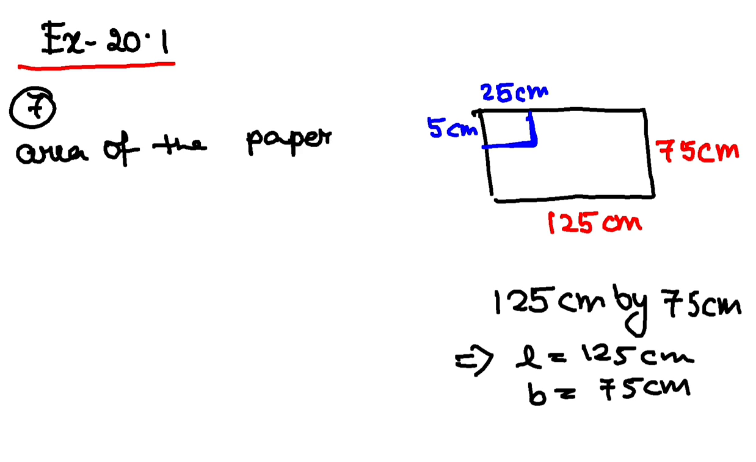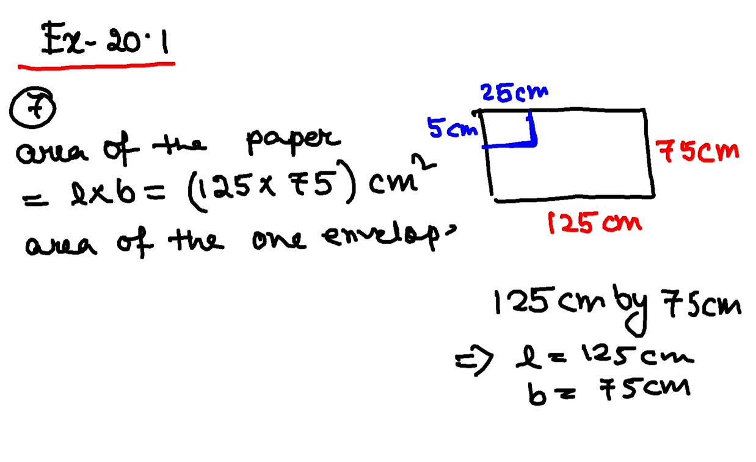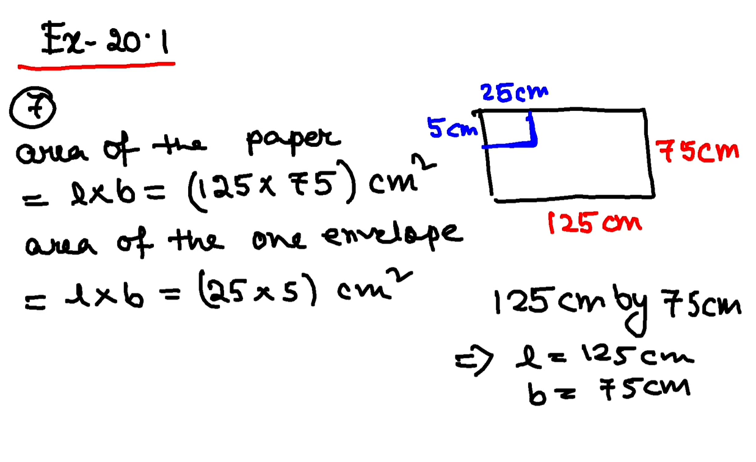So the area of the paper is rectangle, length into breadth. That means 125 into 75. Now here I shall not multiply, rather I'll keep it like this only. You will come to know why I am doing this. Next I will find area of one envelope. Again same L into B, that means 25 into 5 centimeter square. Let's keep it like this only, let's not multiply.